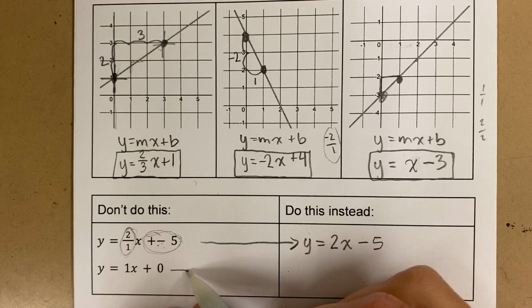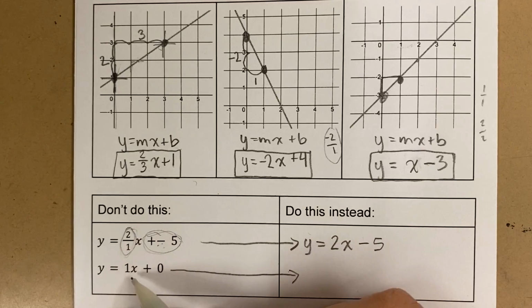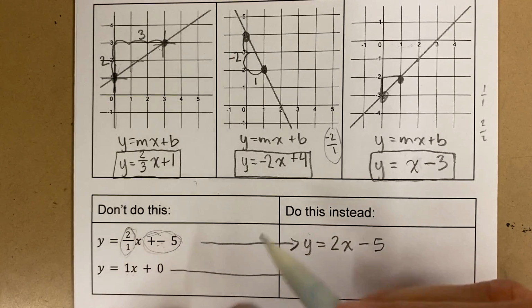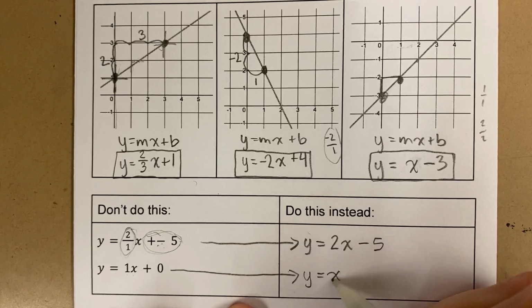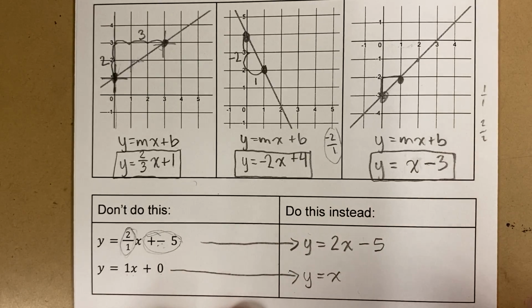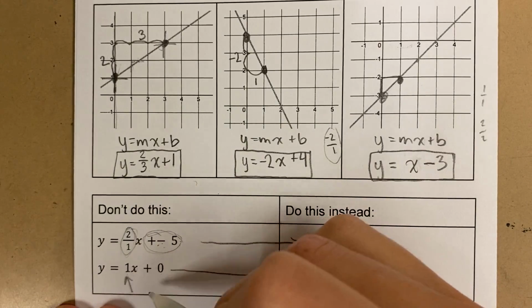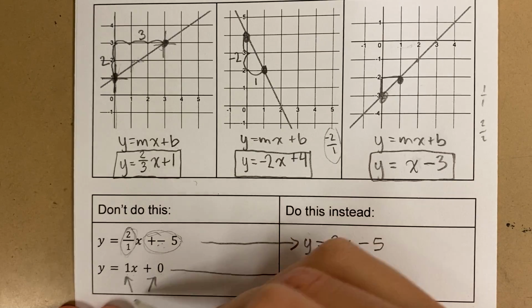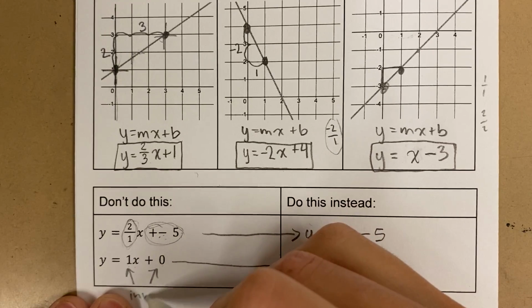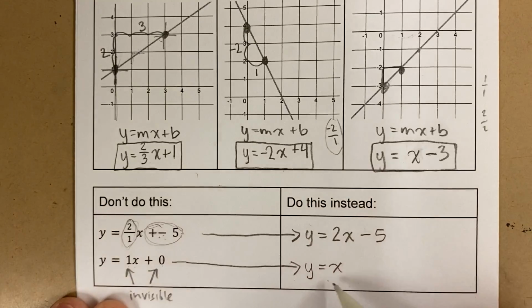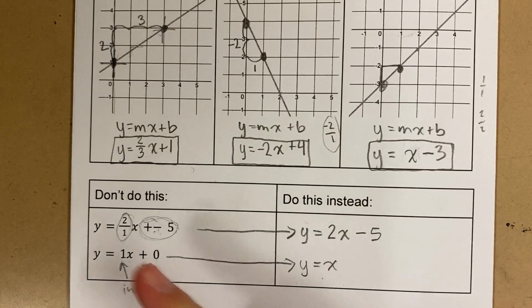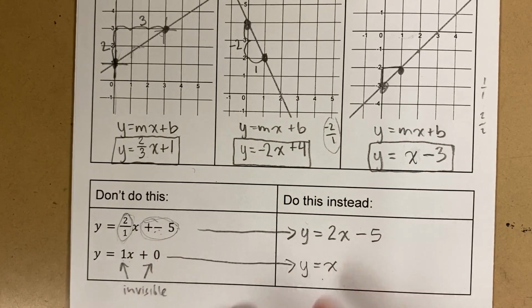Here, don't write 1x. We just write x. Don't write plus 0 if the y-intercept is 0. So this equation would just be this. This 1 multiplied by x and this plus 0 are both invisible. So that would look like this. Just be mindful that you will need to simplify things all the way.